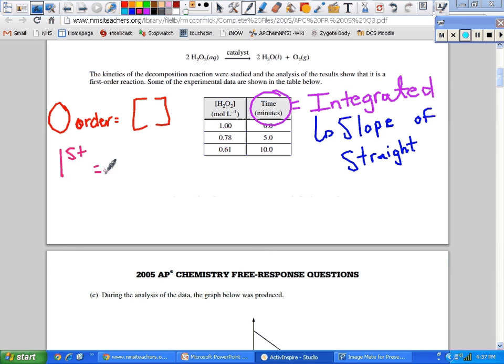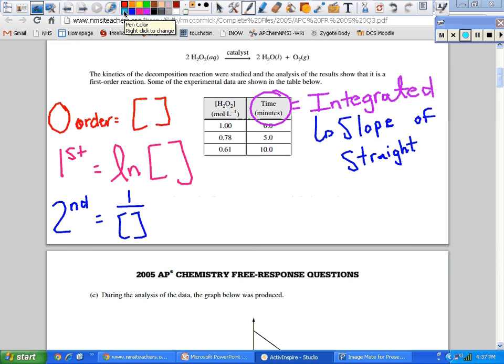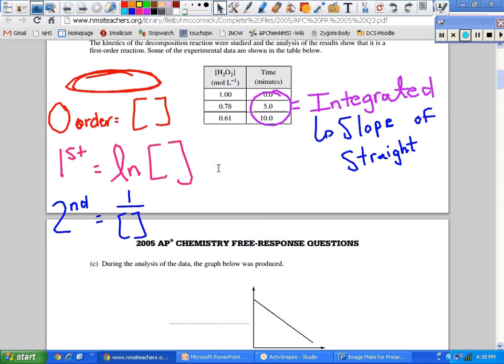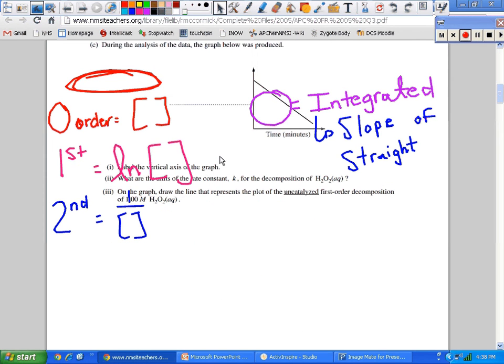Look what they gave you in the instructions. The kinetics of the decomposition reaction for study and analysis results show this is a ding, ding, ding. They have just made your life so much simpler. There's no calculations involved in this. So when we scroll down, it says, during the analysis of the data a graph was produced. Look at part 1. Label the vertical axis. That's easy, guys. All it is is the ln of the concentration.